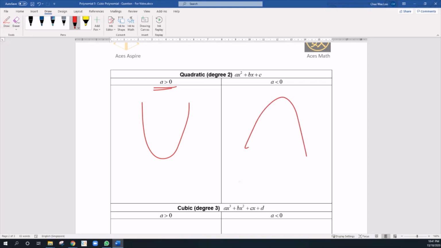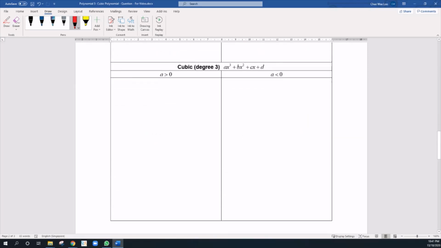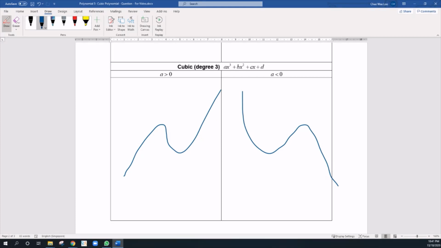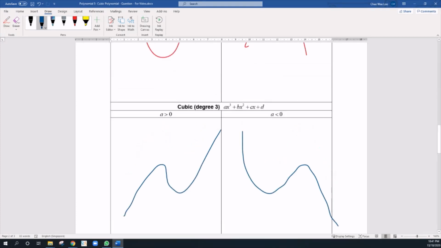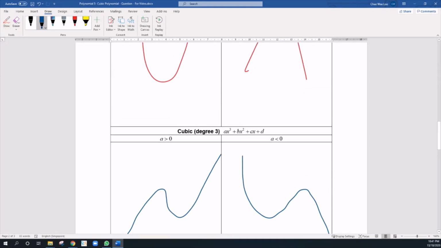Alright? For a cubic polynomial with positive leading coefficient, we will be having two turning points and a graph like this. Whereas a cubic polynomial with a negative leading coefficient will have a shape like this. Alright? So these are theories that you should have in mind at all times in order to solve the question appropriately when the time comes.